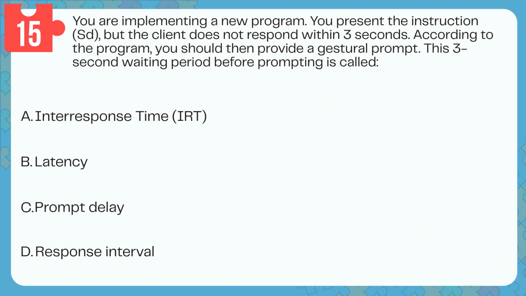Question 15. You are implementing a new program. You present the instruction, SD, but the client does not respond within 3 seconds. According to the program, you should then provide a gestural prompt. This 3-second waiting period before prompting is called A. Interresponse time, IRT. B. Latency. C. Prompt delay. D. Response interval.